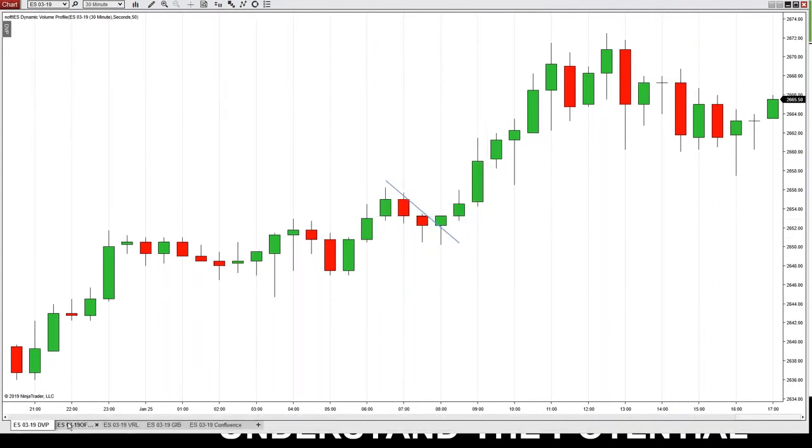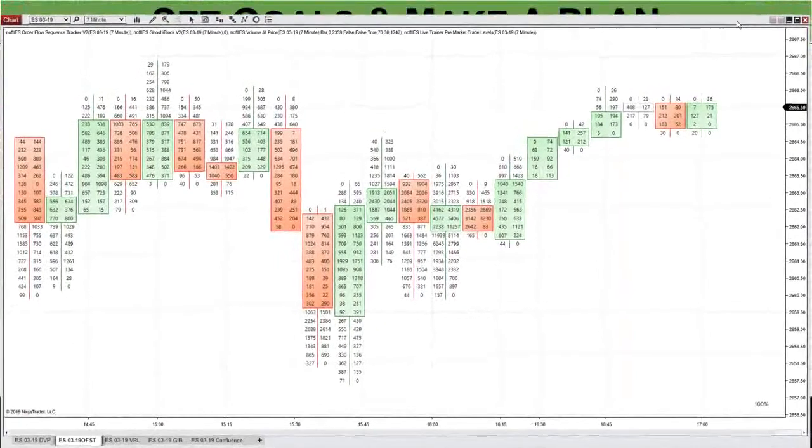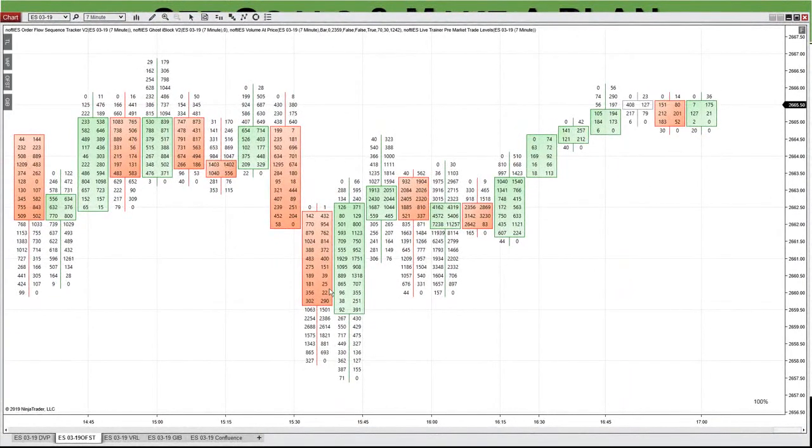Okay, so on the bottom here, I got several tabs. And I'm going to click on the ES0319 OFST. So this is the order flow sequence tracker. And this is just simply called order flow. They call it a market footprint. A market footprint is what's going on inside the candle.